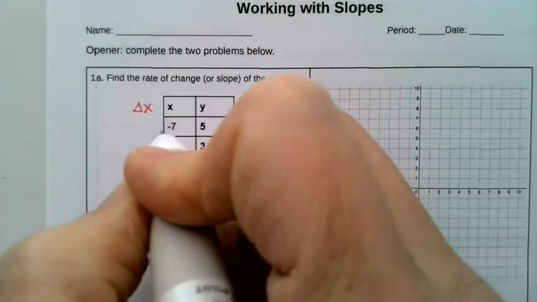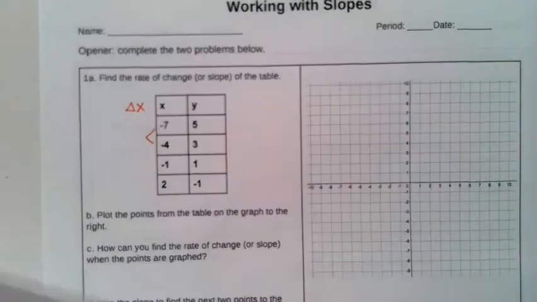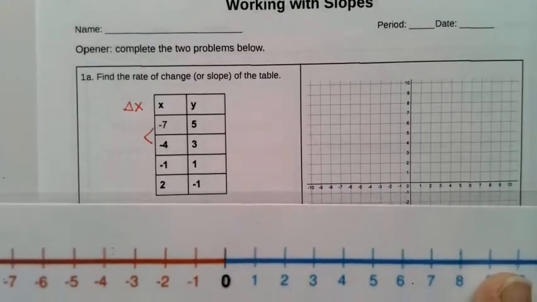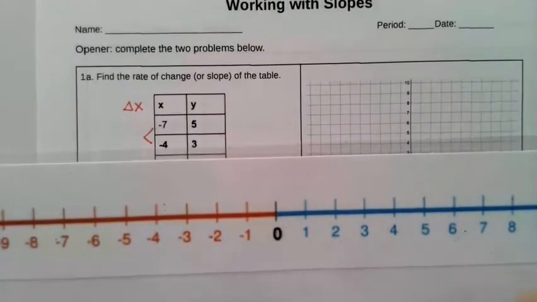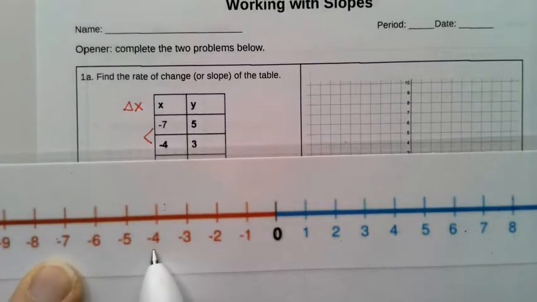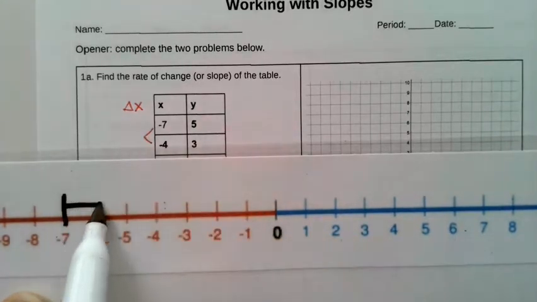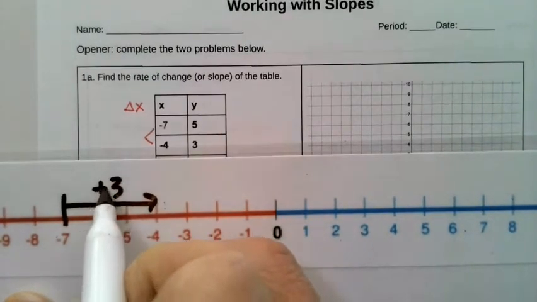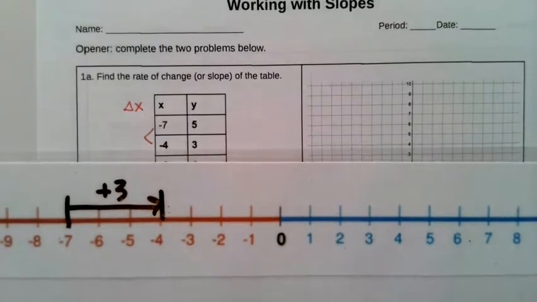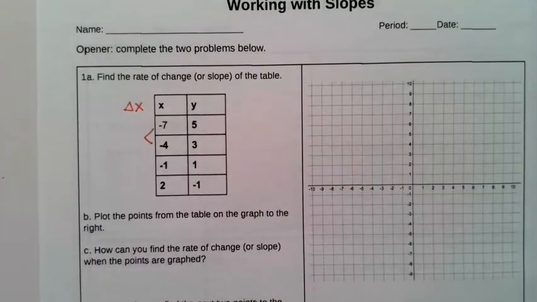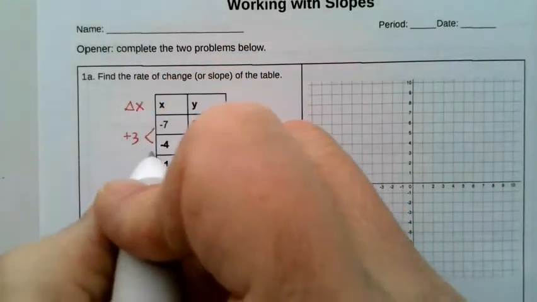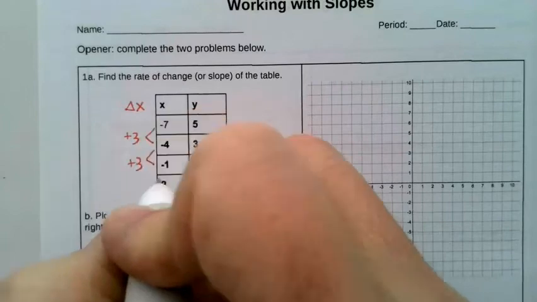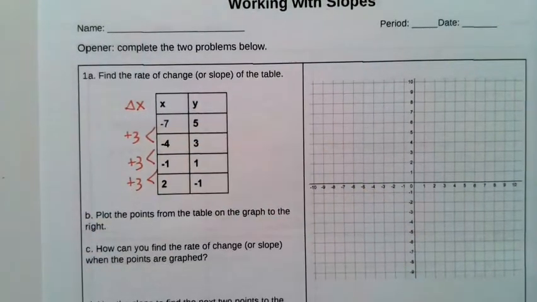You start with your change in x, and you can use a number line to look at what change is happening here. To go from -7 to -4, I'm going over 3 spaces. Just to make that clear, you're starting here and you're ending here. So you are increasing by 3 because you're going to the right to get to that value. So increasing by 3, -4 plus 3 is -1, and -1 plus 3 is 2.